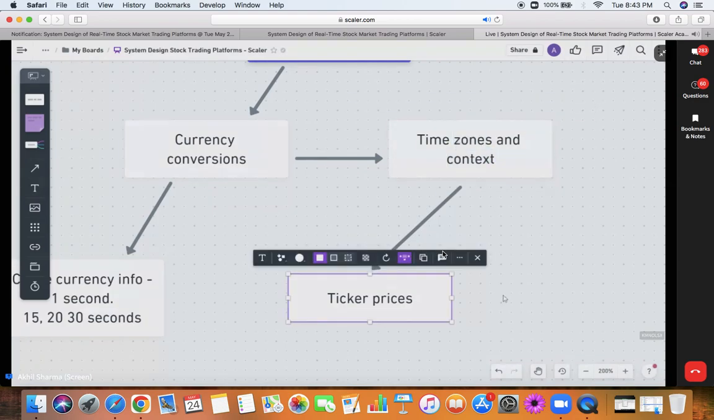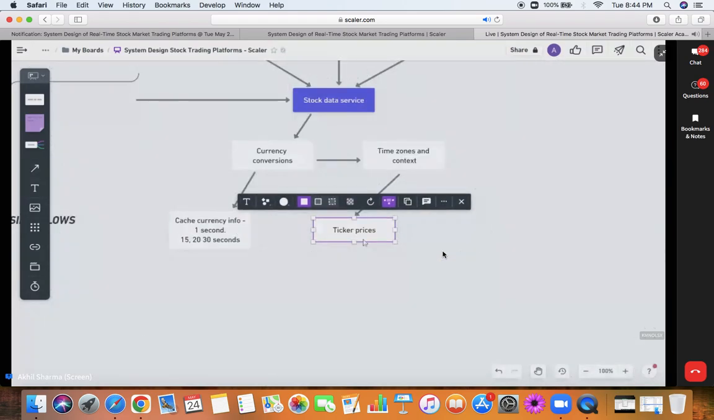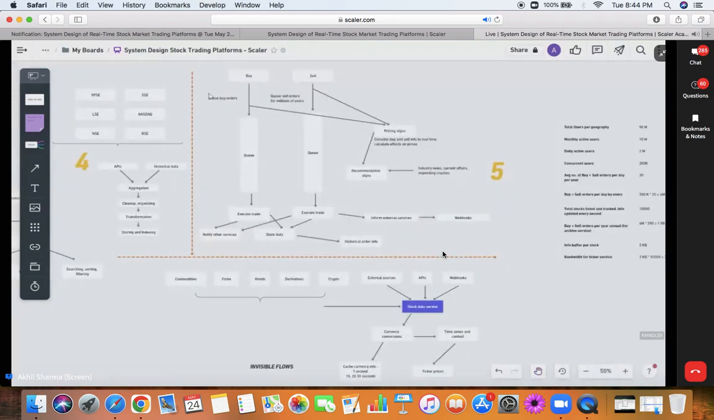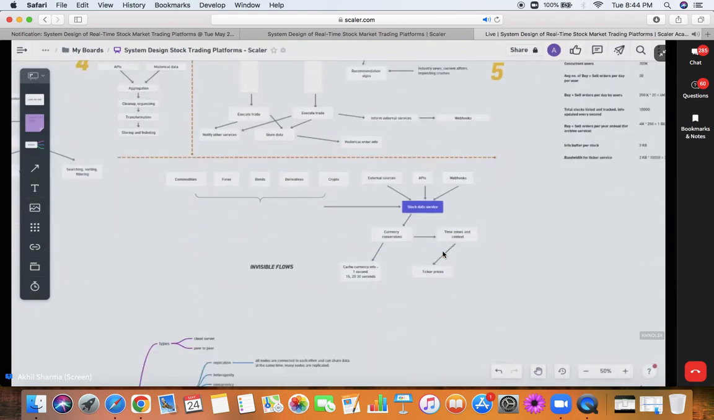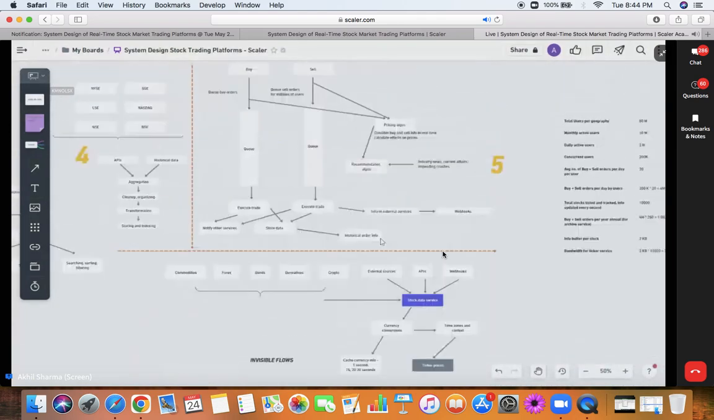And those basically go into showing your ticket prices. This is what the user sees, right? The user sees these ticket prices on his screen, but there's so much happening in the background. You can see all this invisible flow. All of this is happening in the background. Why is it happening? Just for this. You're going through all of this.